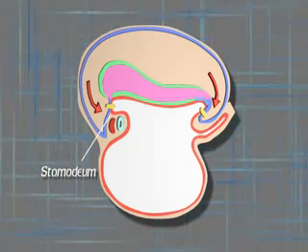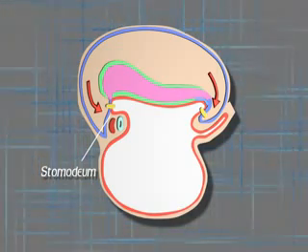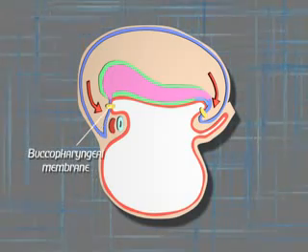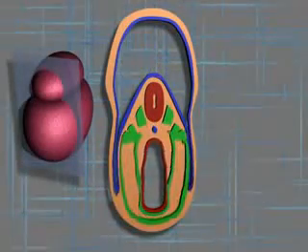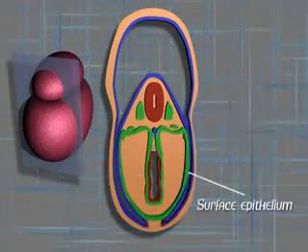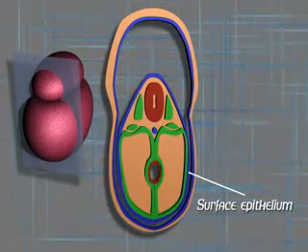It is through this fold that ectoderm comes to line the stomodium. The resultant stomodium is separated from the gut by the buccopharyngeal membrane. The ectoderm of the floor of the amniotic cavity eventually encapsulates the embryo and forms the surface epithelium or epidermis.